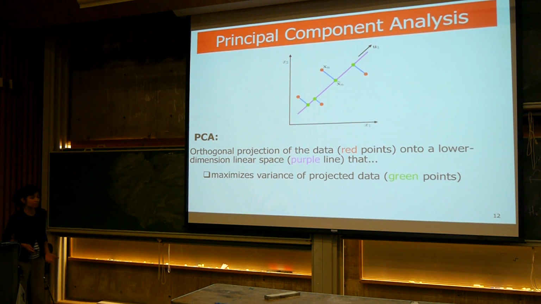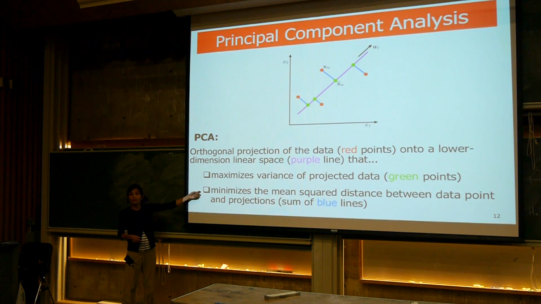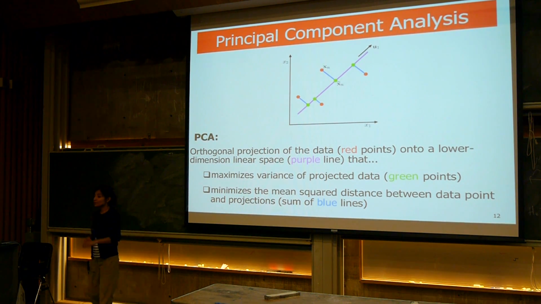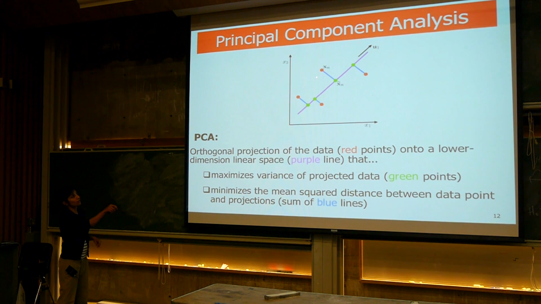Another notion could be that instead of maximizing variance, you might say, well, we want to minimize the mean square distance between the data points and their projections. So I want to minimize the sum of all of these blue lines, which is the distance from every point to its projection. So I want to find a plane such that if I perpendicularly project the points, I minimize the sum of all these distances between the points and their projections.